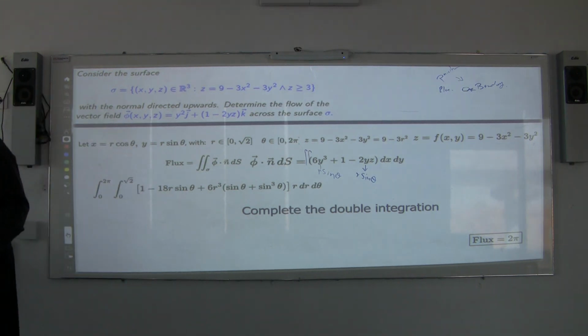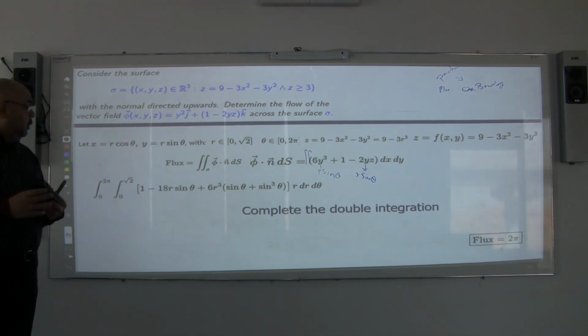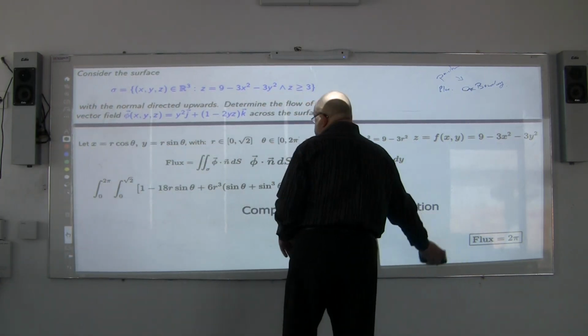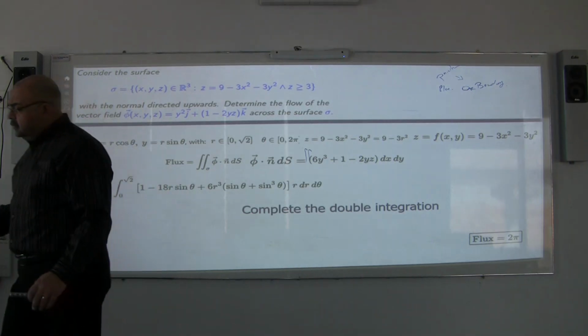I want you to perform this double integration. It's very, very simple. All I have to do is just start integrating each part.